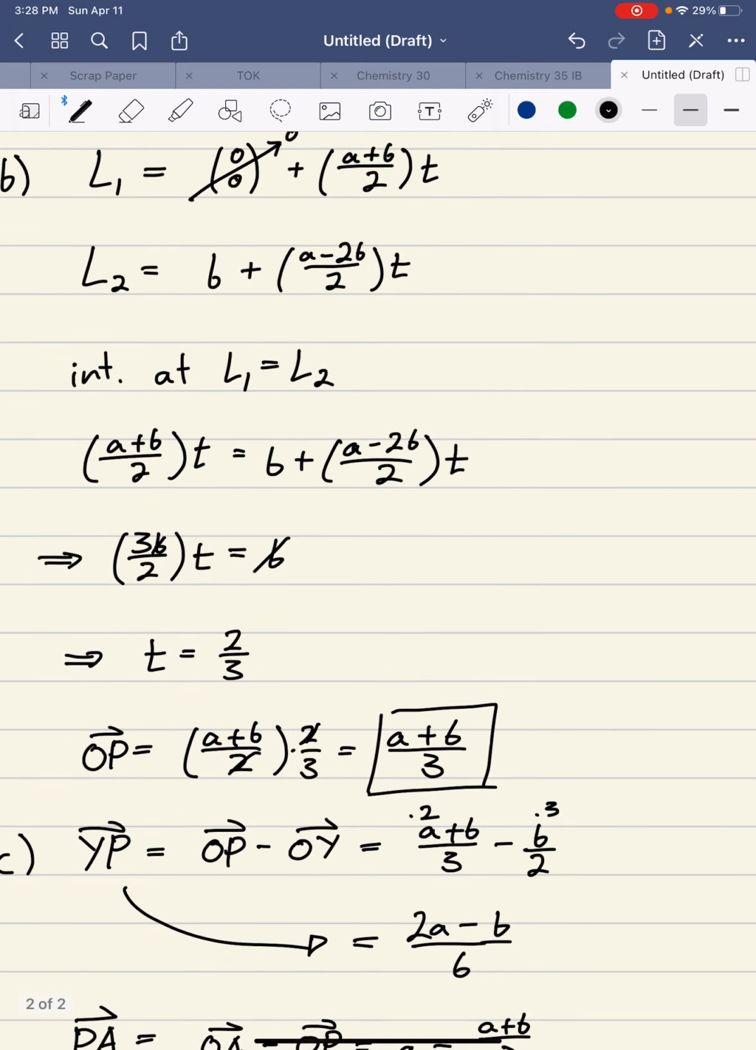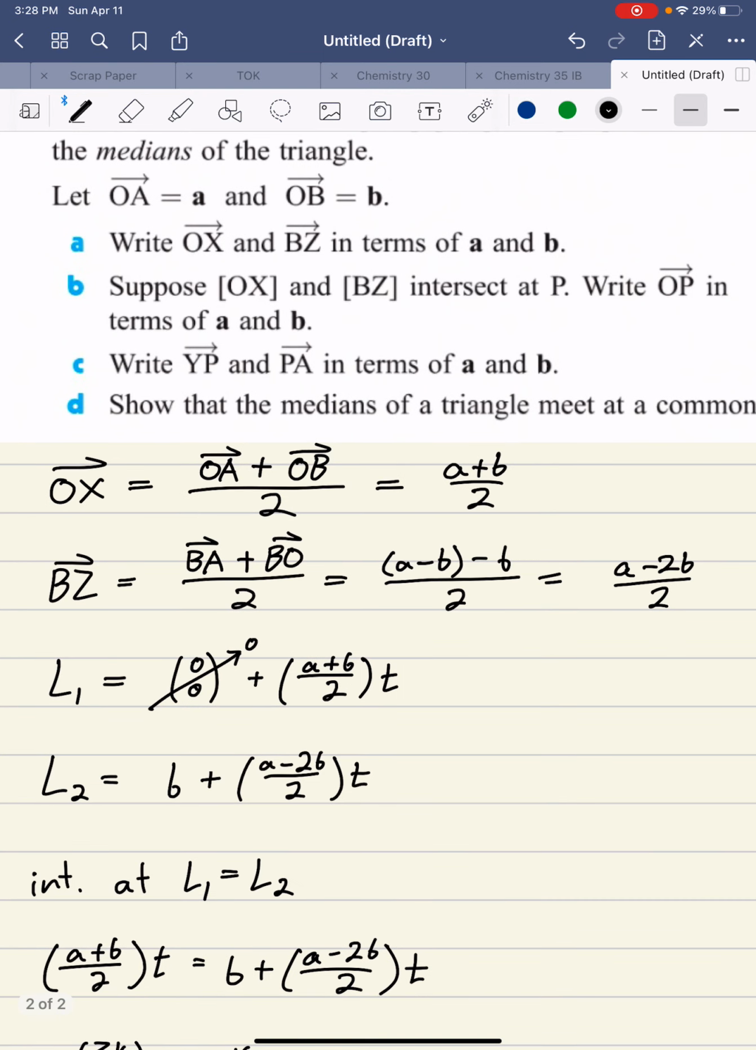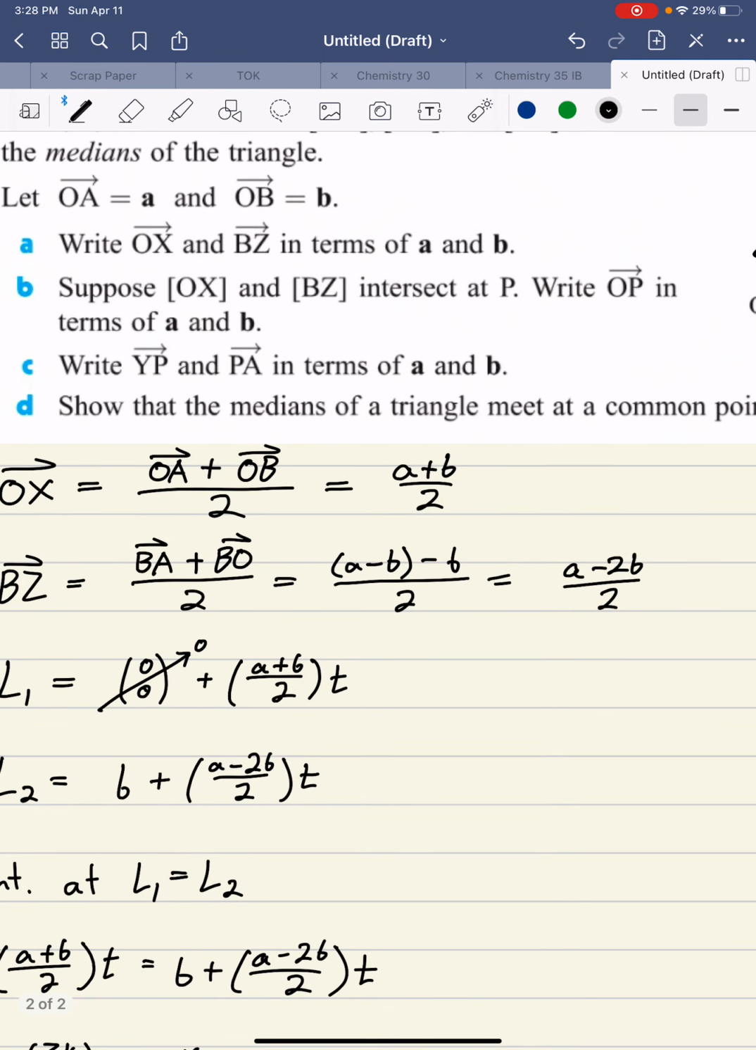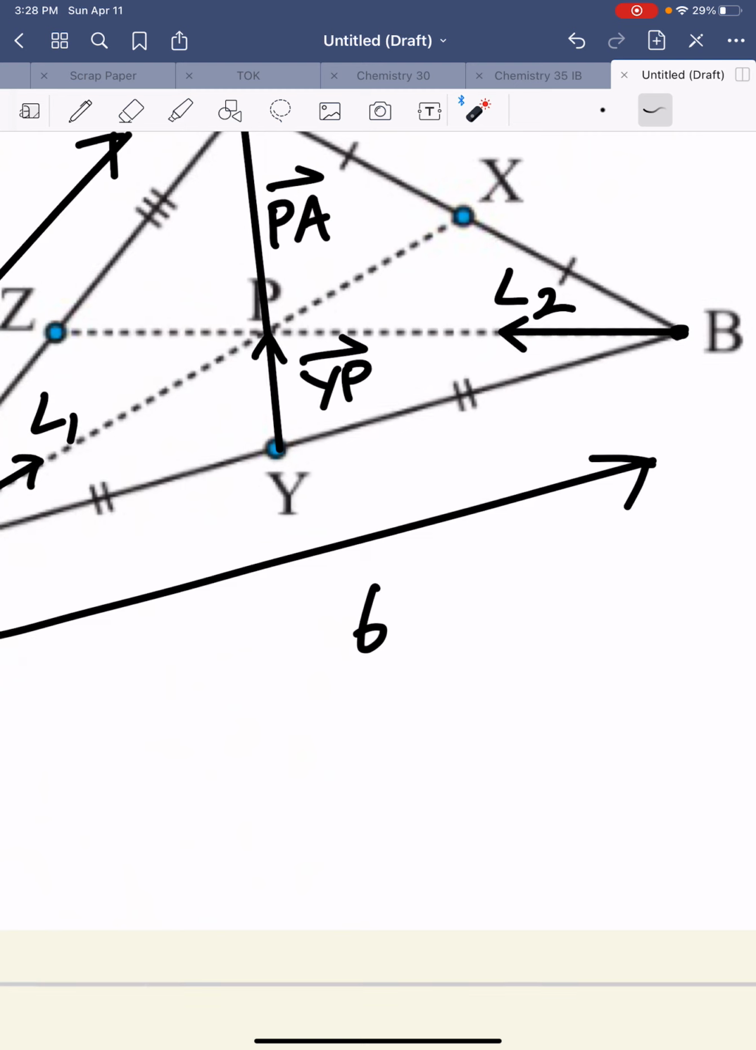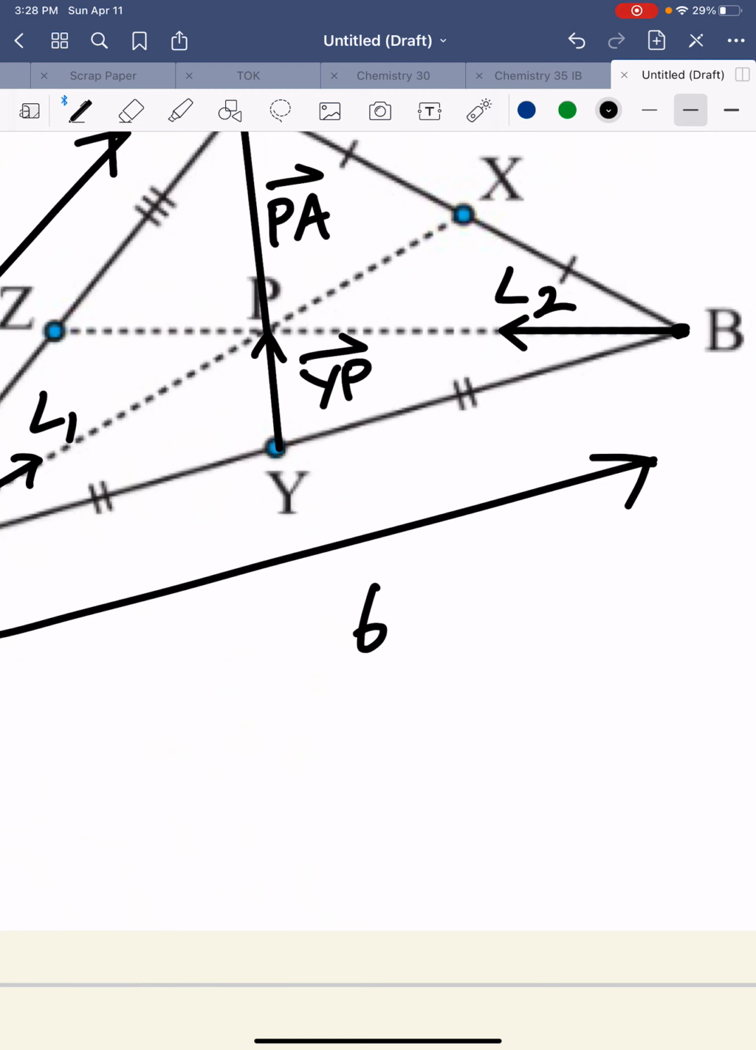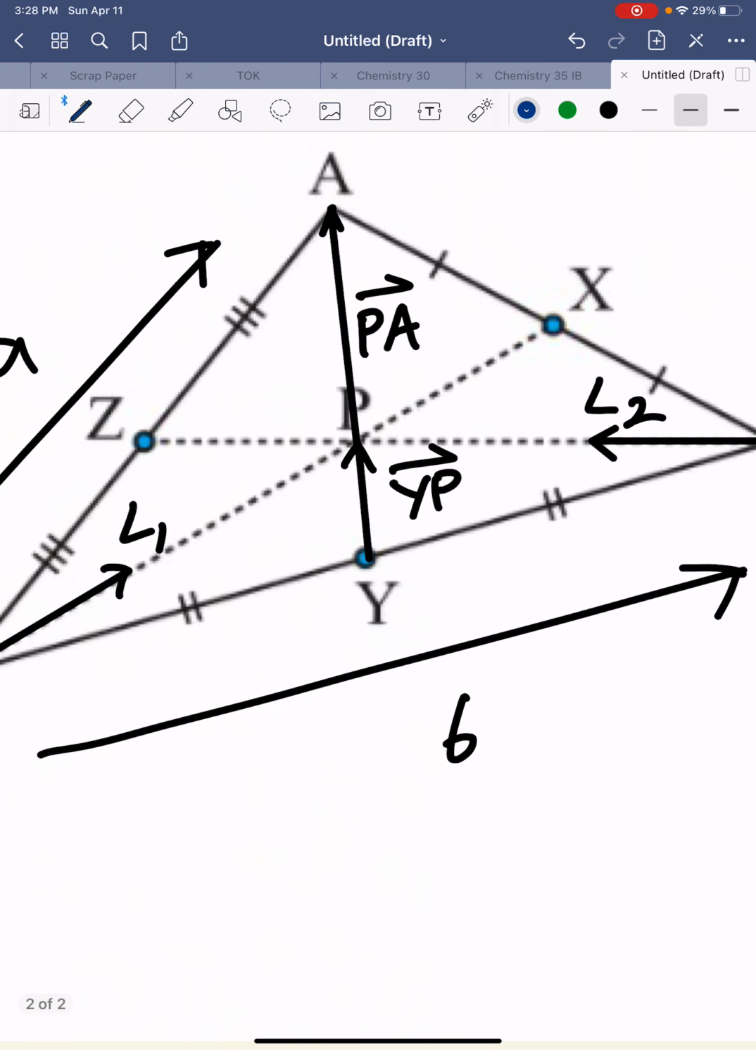So anyways, those are our two values for C. Let's do question D. D is a proof question: show that the medians of a triangle meet at a common point. So what does this mean? We want to show that, let's just do this in a different color.